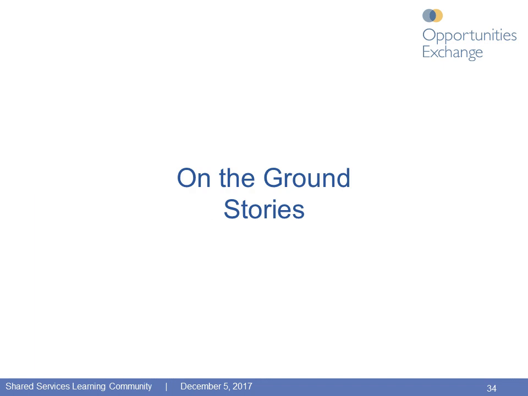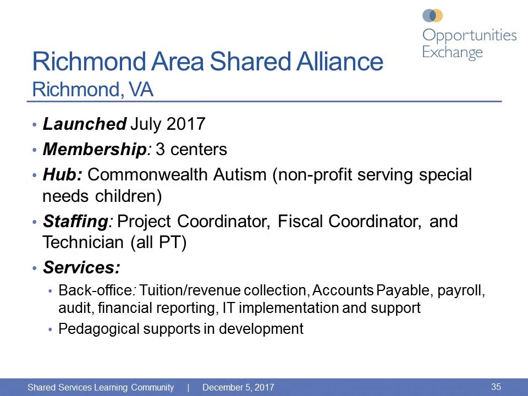So I am going to stop now, and we're going to hear some examples of 3 alliances that have actually gotten started in the last couple of years, and then we'll turn to some lessons learned afterwards. But I'm going to, at this point, turn the mic over to Sharon Easterling to talk about the Richmond Area Shared Alliance.